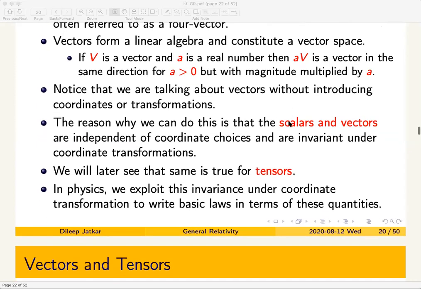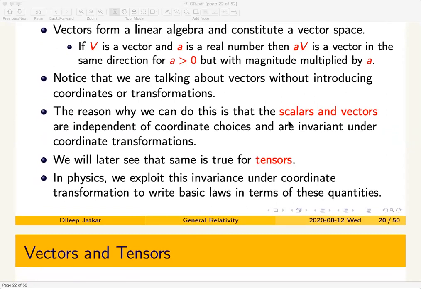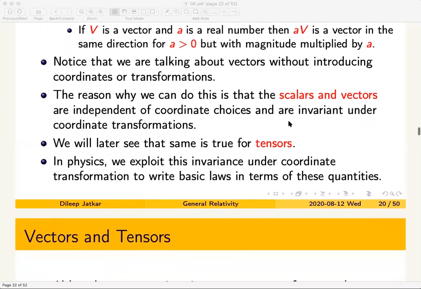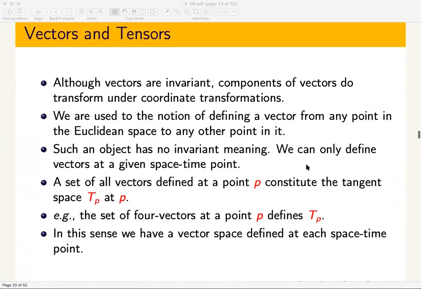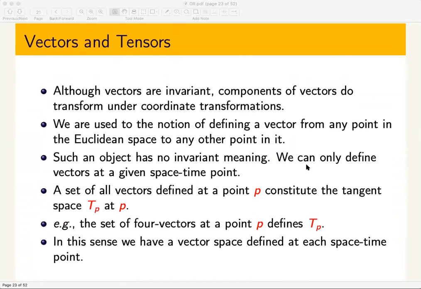Okay, so that is the advantage of having quantities which can be defined independent of choice of coordinate systems. Wherever you want to state laws of physics, these kinds of quantities would be useful. Now, it is one thing to say that the vectors are invariant under coordinate transformation, but that does not mean that the components of vectors are invariant. Although the vector is invariant, the components do transform. So if you do coordinate transformations, the components do transform, and we will see exactly how they transform.